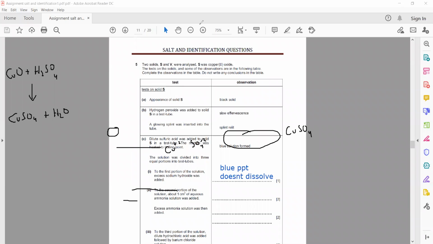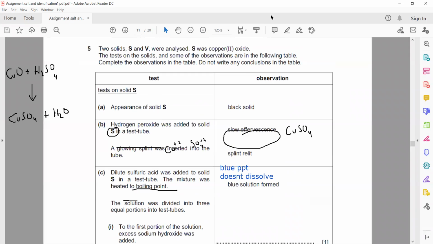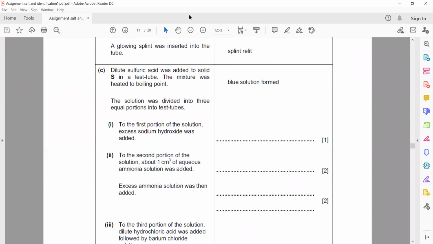To the second one, a copper sulfate solution, we add aqueous ammonia. What is the observation if we add aqueous ammonia?